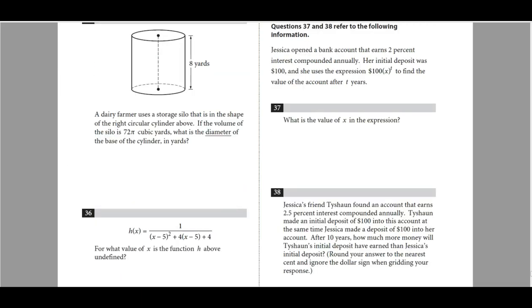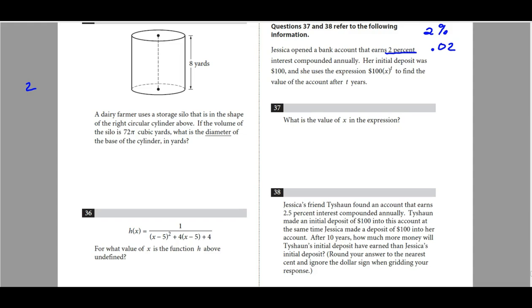All right, number 37 and 38 operate off of the same picture over here. So it says Jessica opened a bank account that earns 2% interest. All right, so remember 2% we can write as 0.02 as a decimal. Her initial deposit was $100, and she uses the expression 100x to the t to find the value of the account after t years. What is the value of x in the expression?